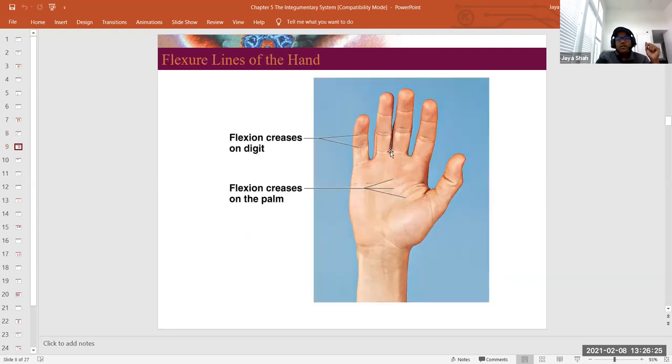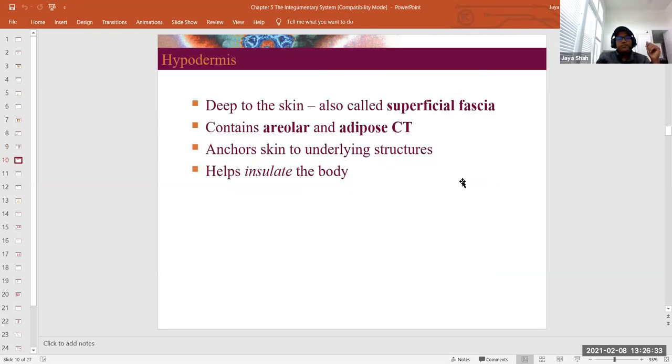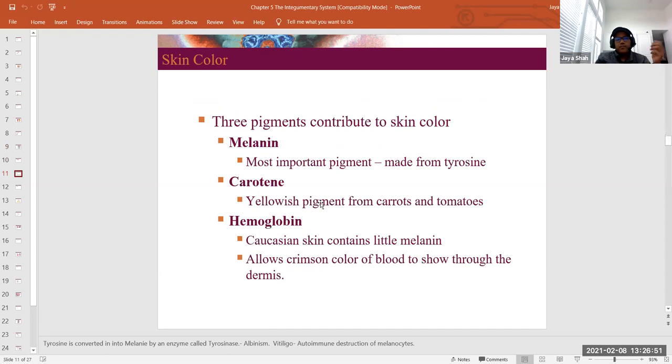That's the palmar crease, you can see. This is the flexion crease of the palm, and the flexion crease of the fingers. You can see them on the face and everywhere. The hypodermis is deep to the skin, also called superficial fascia. It contains areolar and adipose connective tissue, and they anchor skin to the underlying structures. They help insulate the body because they contain a lot of fat cells. That's why they store energy.